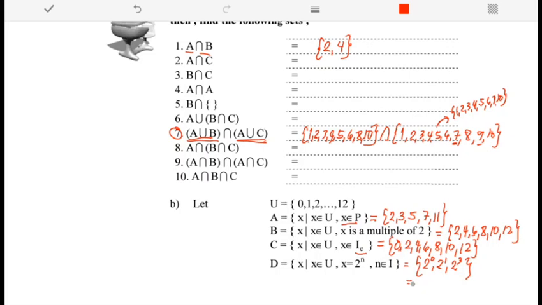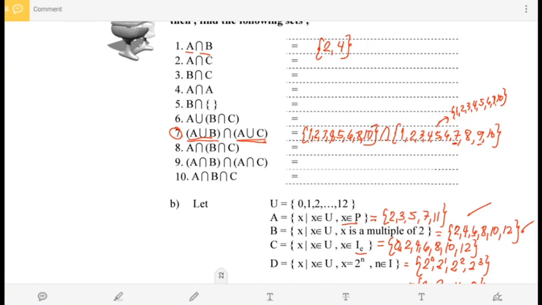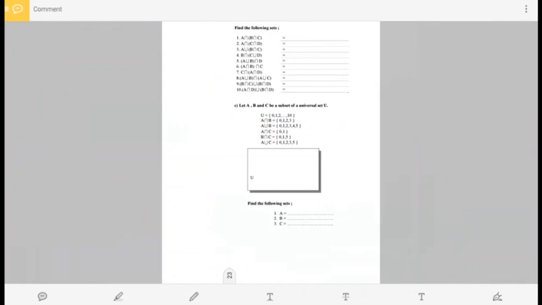So you start with 2^0 is 1, 2^1 is 2, 2^2 is 4, and 2^3 is 8. So these are your set D, okay? So you have set A, set B, set C, and set D. I already did it for you, so just use this one in the next question for letter D.